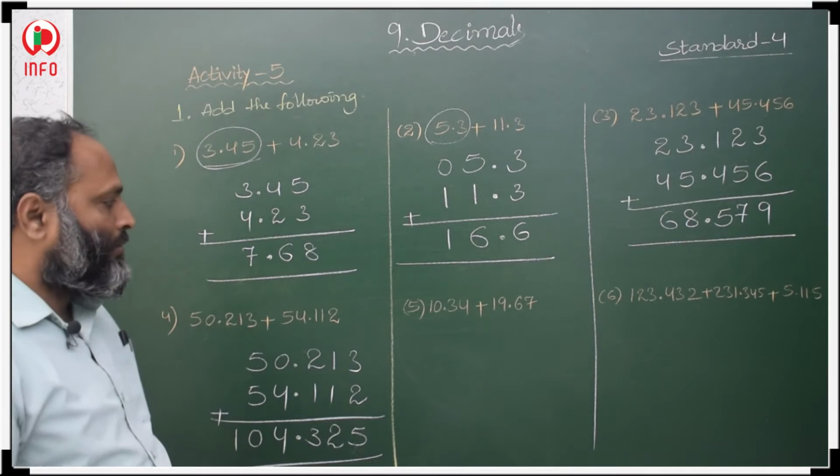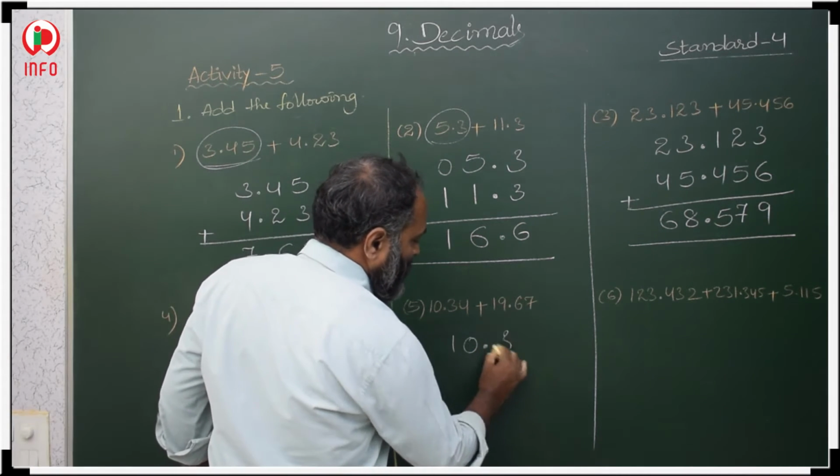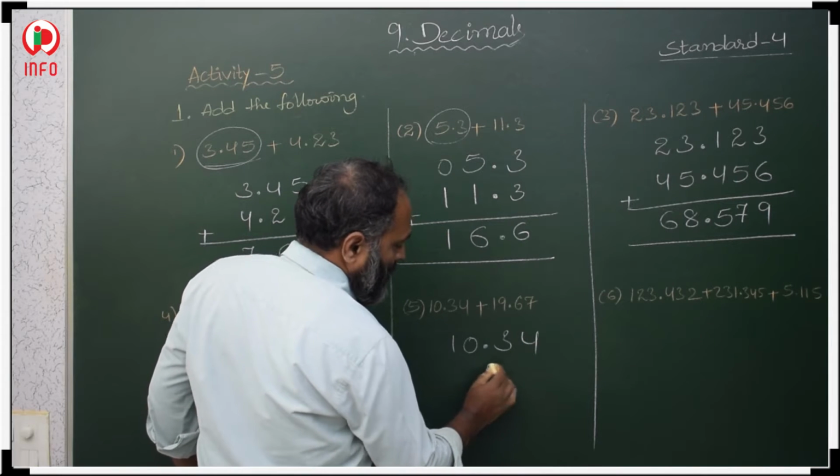This is our answer. Now here, first arrange decimals. 10.34, then again decimal.